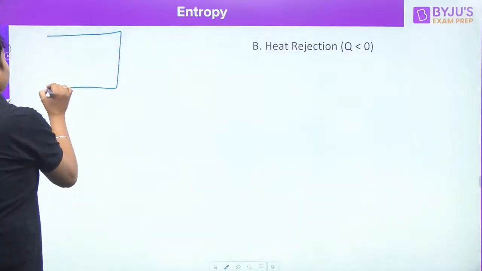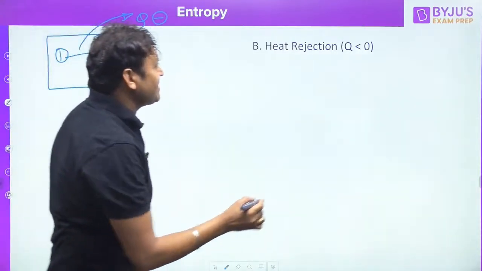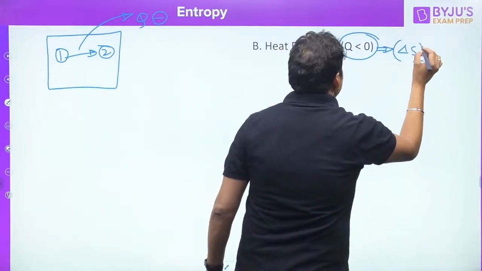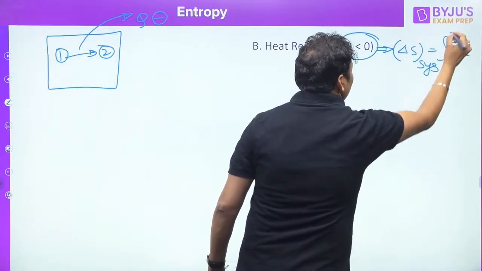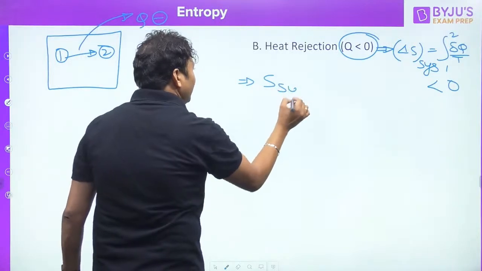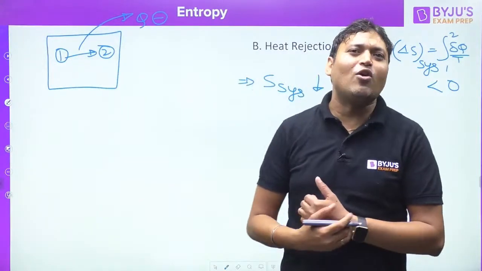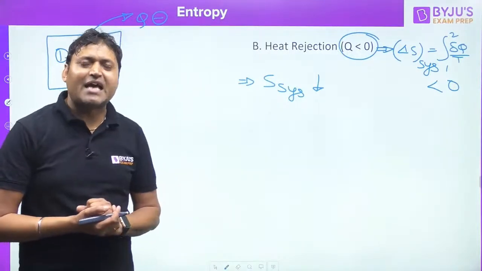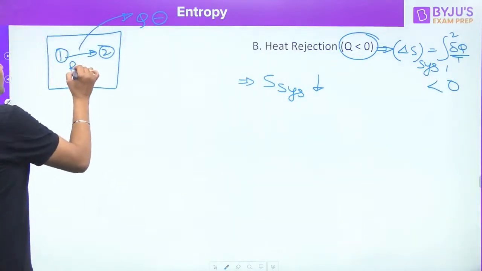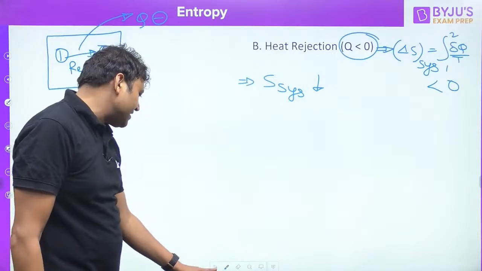But during the process 1 to 2, if heat is getting rejected from the system, heat rejected from the system is negative, Q is negative, and if Q is negative, we can say delta S for the system, which is equal to integration of del Q by T between 1 and 2, will also be negative. That implies entropy of the system will decrease. So entropy of the system can increase, and entropy of the system can also decrease. Are you getting it? A reversible heat rejection process undergone by the closed system will decrease the entropy of the system.